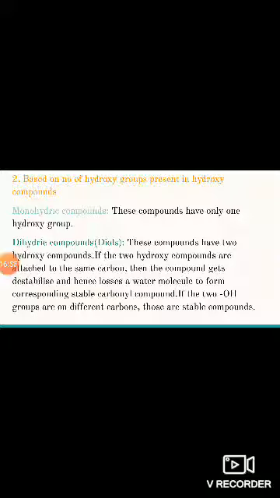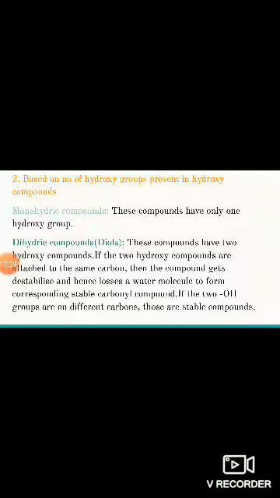First one is gem diol, vicinal diols. There are other diols where the two hydroxy groups are situated on different carbons in the compound. They may be situated at 1,3 position, then it is known as 1,3 diol. They may be situated at 1,4 position, then it is known as 1,4 diol. They may be situated at 1,5 carbons, then it is known as 1,5 diol. Okay. This is about the classification of diols.